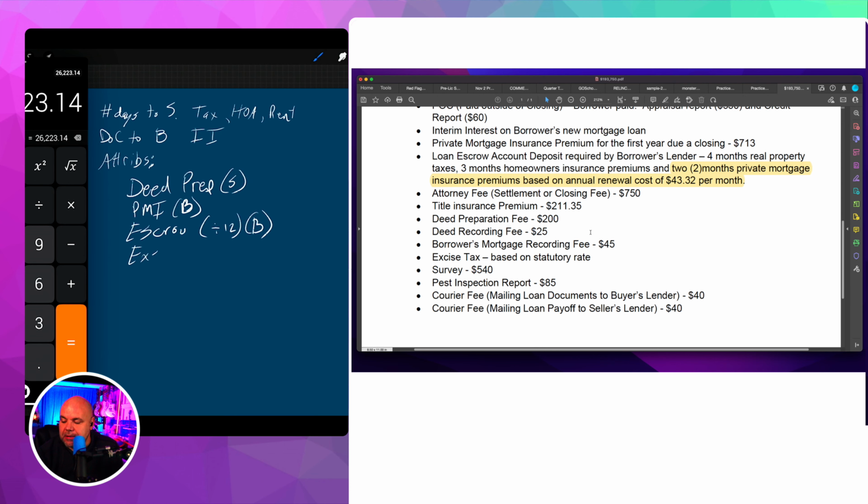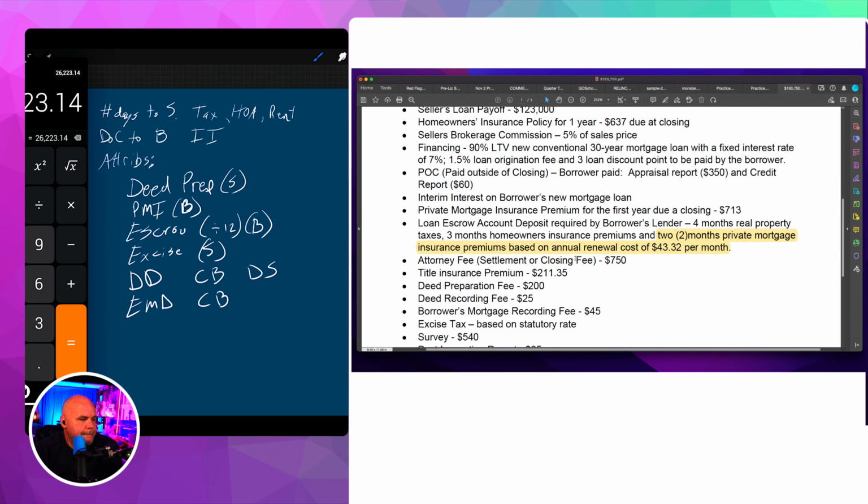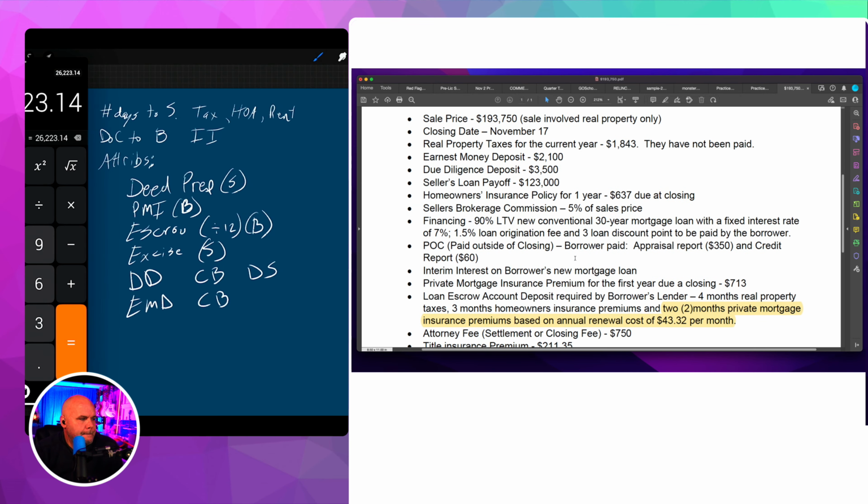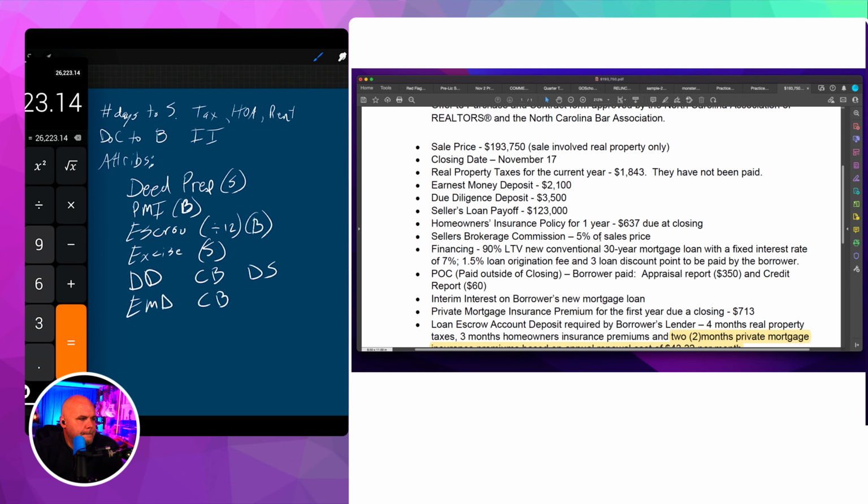Excise tax to seller. Due diligence money is a credit buyer, debit seller. Earnest money is just a credit buyer, nothing to the seller. Seller's loan.